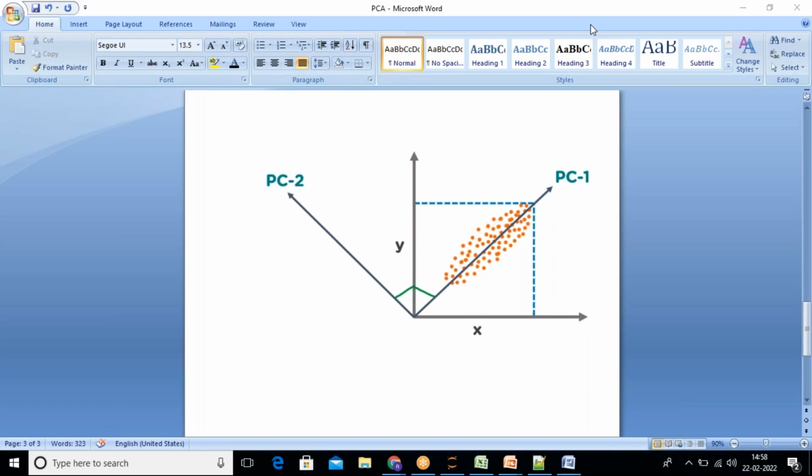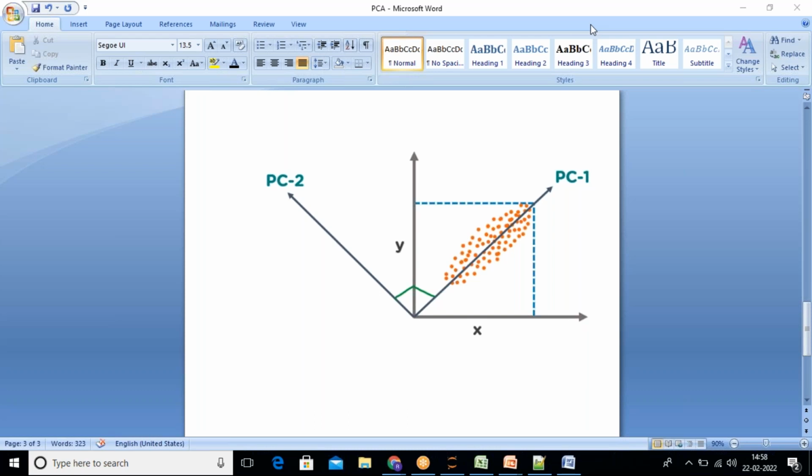Just have a look at this. The first arrow that you are seeing is PC1, principal component 1, and the second arrow is PC2, principal component 2. Here we have several points plotted in a 2D plane, see those red dots. And there are two principal components, PC1 and PC2.